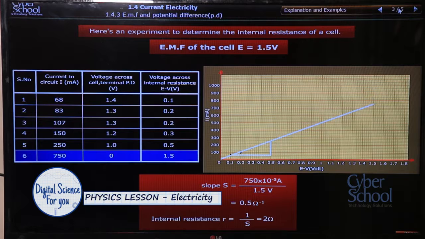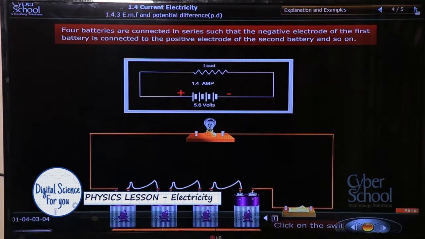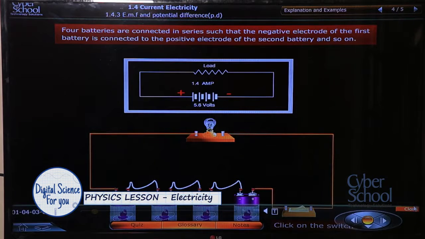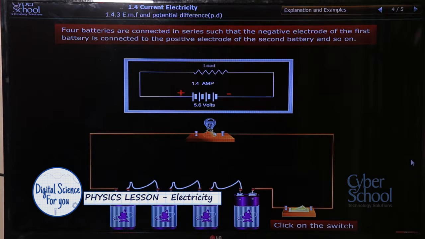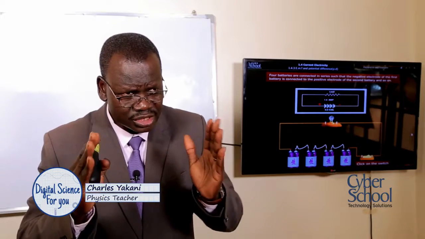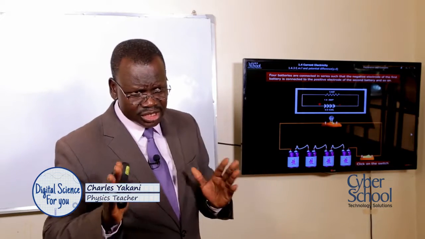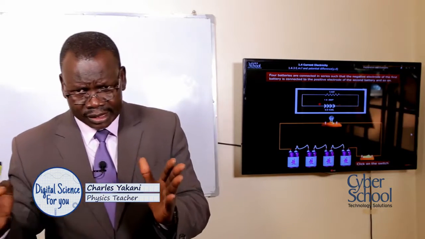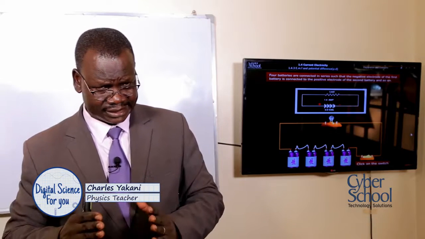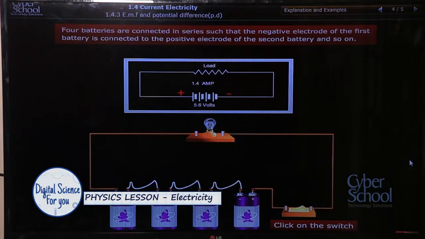We are going to look at the next slide. In our next slide, we are seeing that in a house, because of these loads and the resistances and so on, you need to know how batteries are connected. And when you know how batteries are connected, it helps you to connect the loads in your house.